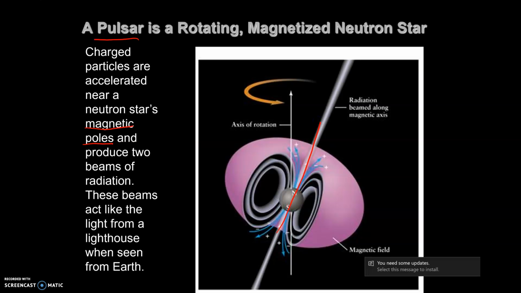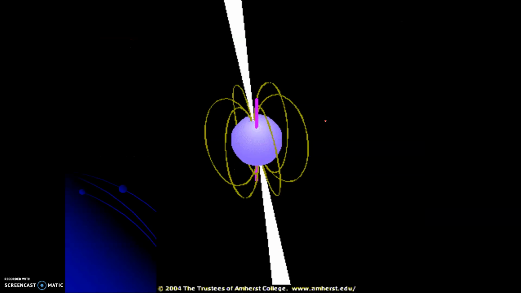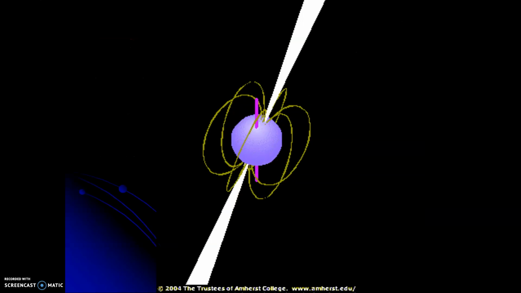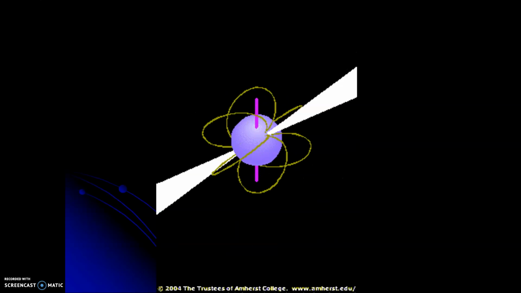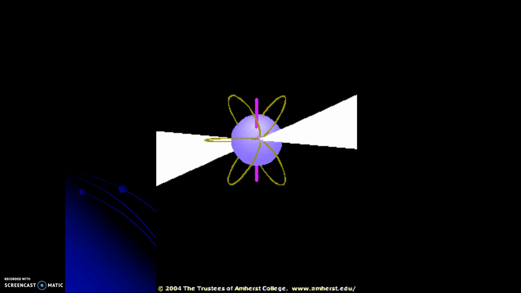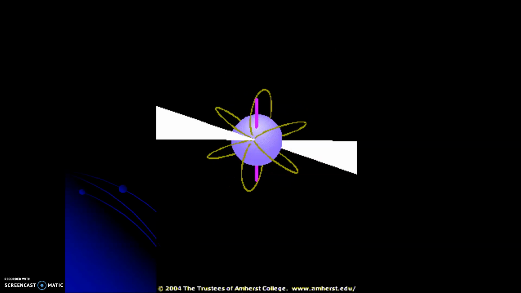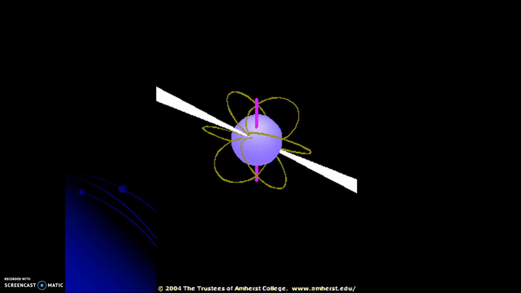And it produces two beams of radiation. Remember, radiation is kind of like light, and these beams act like light from a lighthouse, and we're going to see an example of this. So we have the axis of the star, and then we also have the magnetic axis here. What we see is that these beams of light come around like a lighthouse. If you know what a lighthouse looks like, these beams of light come around every once in a while. So that would be what a pulsar is.